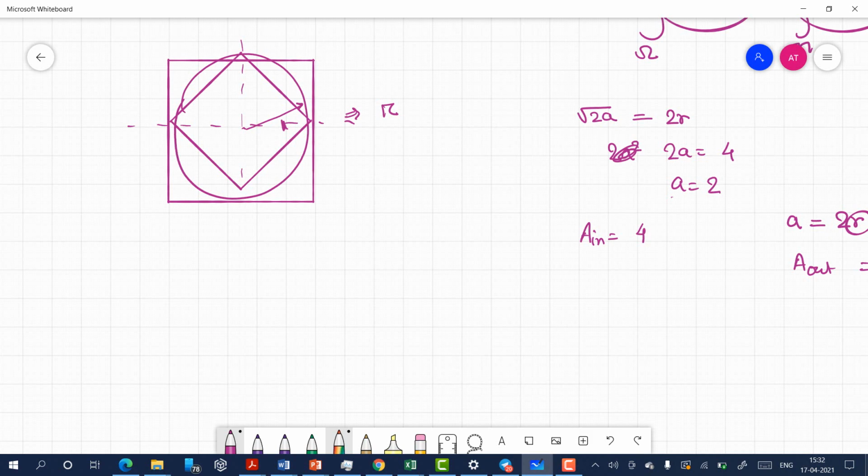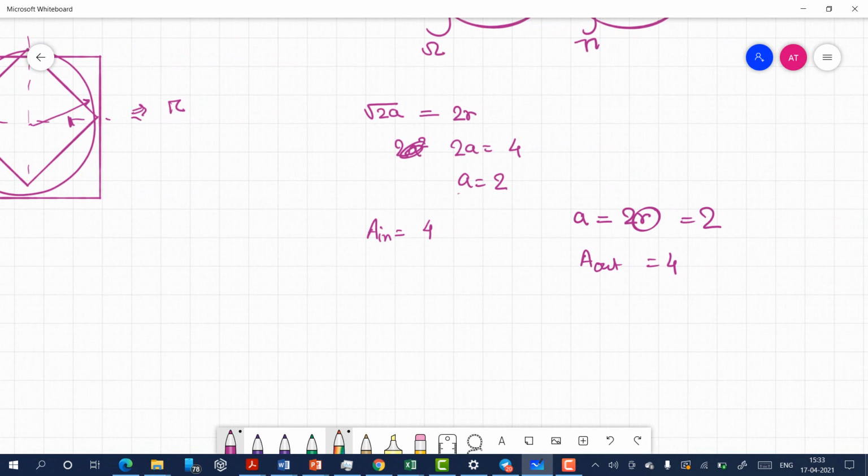So root 2 is the diagonal, which is equal to 2r, and so the length cannot be equal to the diagonal. There is something wrong. So a is equal to 2r. That is true. And a is equal to 2. So the same square is circumscribing and inscribing the circle. That is not conceivable.